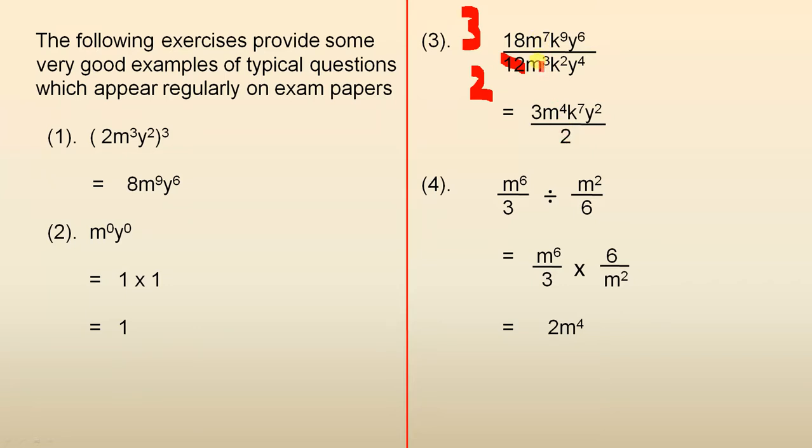M to the 7th over m cubed is m to the power of 4. K to the 9th over k squared is k to the power of 7. And y to the 6th over y to the 4th is y squared. So that's your answer. When you have two fractions and you have this fraction divided by that one, you take the reciprocal of the second fraction and you multiply. And we saw plenty of examples of this in earlier videos. So the reciprocal of m squared over 6 is 6 over m squared. 3 into 6 goes twice. M to the 6th over m squared is m to the 4th. So that's the answer.